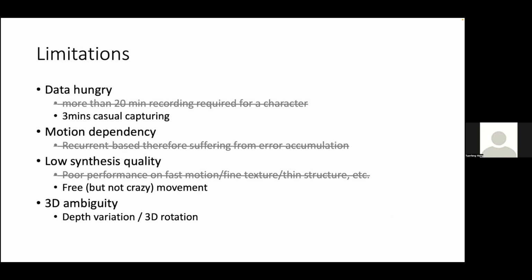As long as this is a normal movement, then we can do it, but not a crazy movement. Later, I'll explain what crazy movement is. The last part is about 3D ambiguity. This is something we're still missing. The solution here is we should use more 3D signals, as well as putting everything into the canonical domain so that we can learn the feature more efficiently.